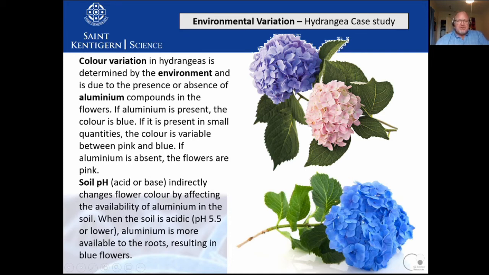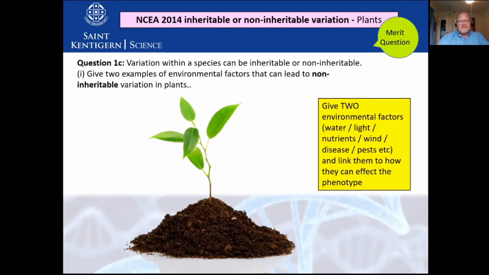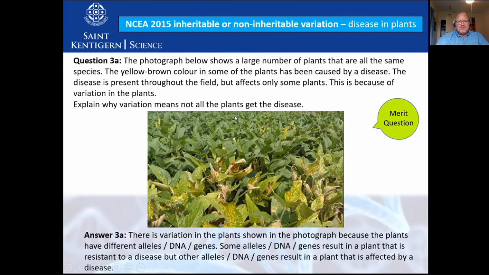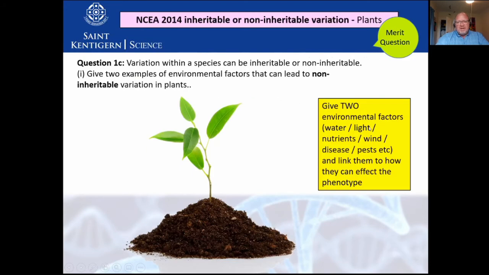Same flower bush. You're not even changing the different ones. The same bush will actually then grow different colored depending on what is available at the roots. Incredible. So, 2014, inheritable and non-inheritable variation in plants. Variation within a species can be inheritable or non-inheritable. Okay, so it tells us, give 2 examples of the environmental factors that can lead to non-inheritable variation in plants. Okay, so water, light, nutrients, wind, disease, pest, and link them to how they can affect the phenotype.